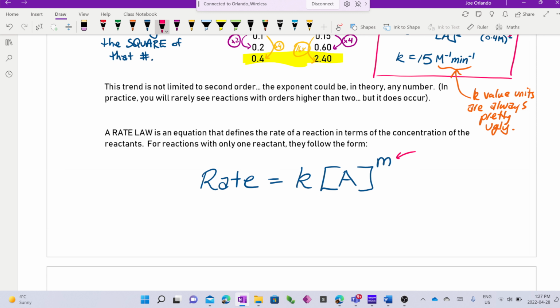So is this true for like decomposition reactions? Would that be the correct?